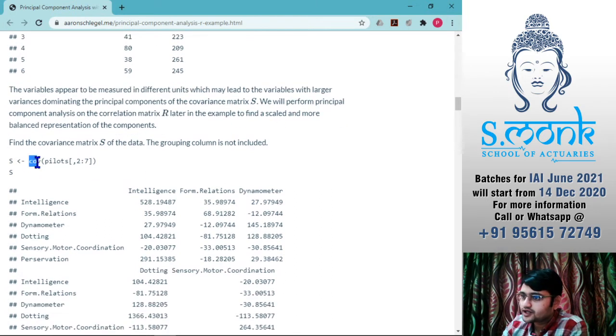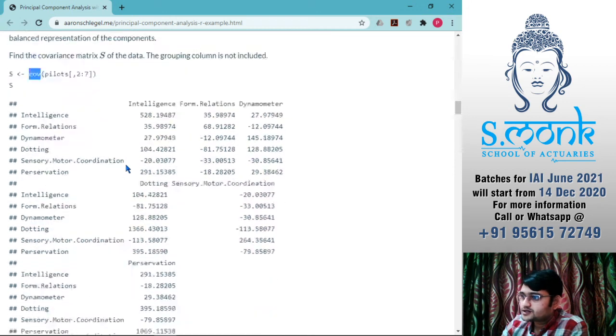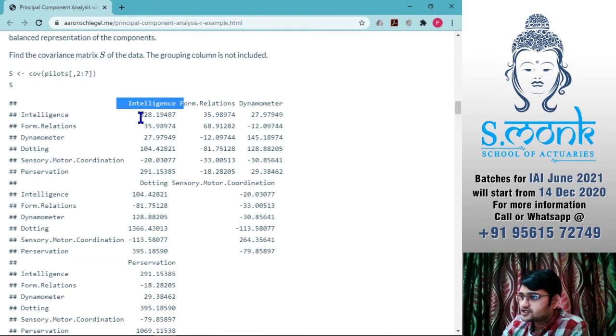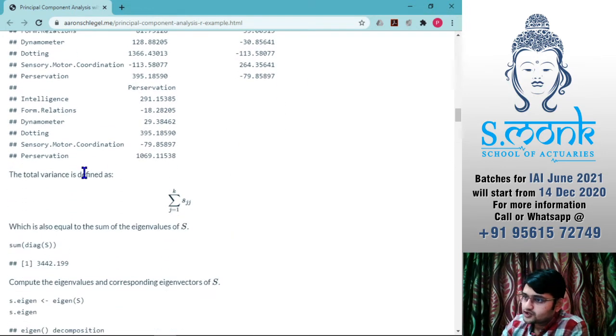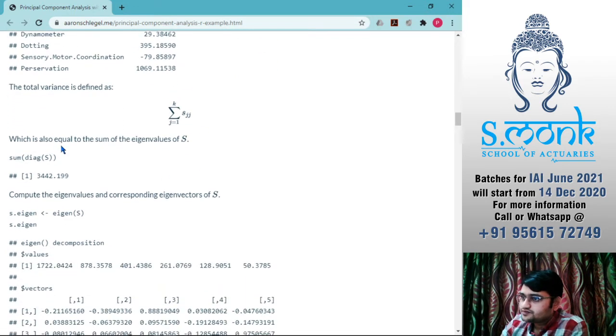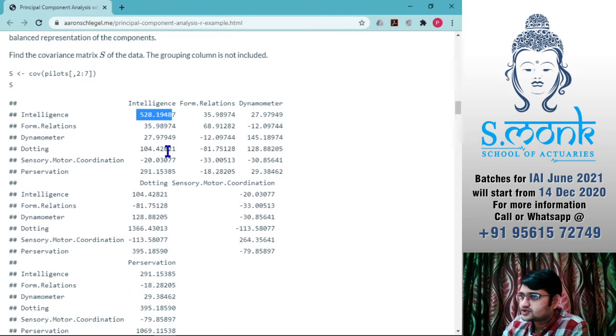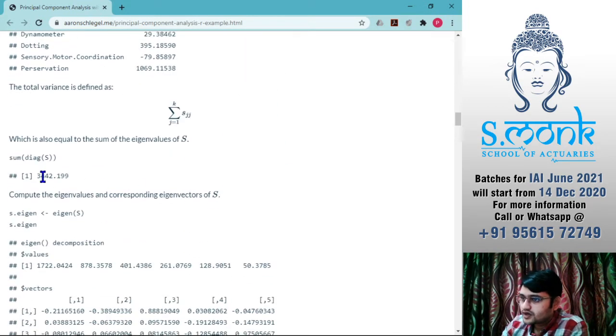First they have calculated the covariance matrix. So this is the covariance. Intelligence versus intelligence is nothing but the variance of intelligence. This and this is the covariance, and so on. So they have calculated covariance to figure out whether we have very large covariances or variances. Total variance is defined as the sum of all such values, which is equal to the sum of the eigenvalues of S. So basically, these variances, you will just add up all the variances. That gives you this.